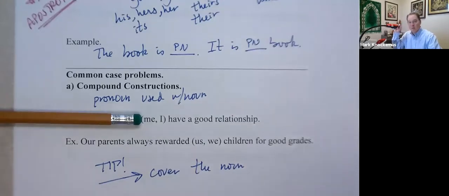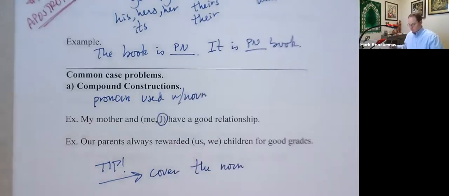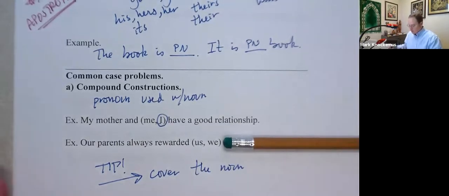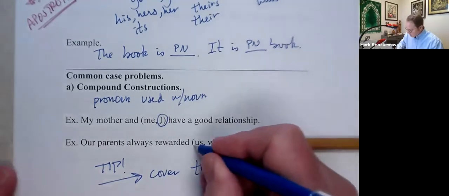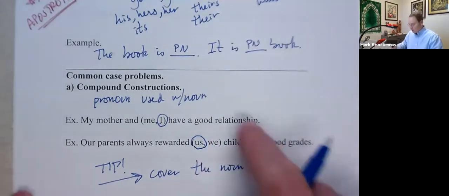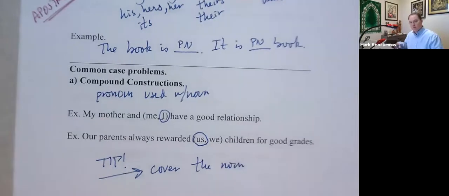It's impossible for me to pick me. Why? I have the start of a sentence. So my mother and I have a good relationship. Our parents always rewarded blank children for good grades. Cover it up. Our parents always rewarded us. Rewarded us children. So when we cover up those nouns, it makes the pronoun choice easier.